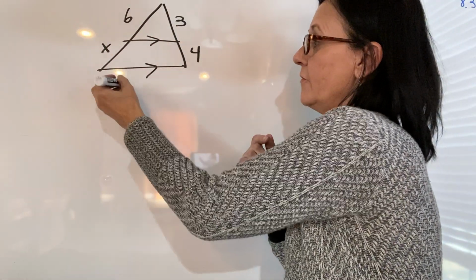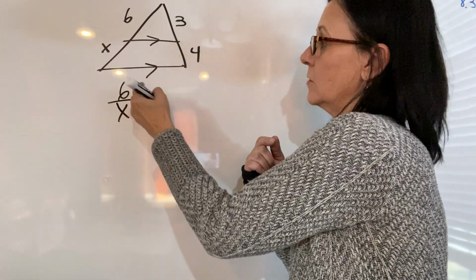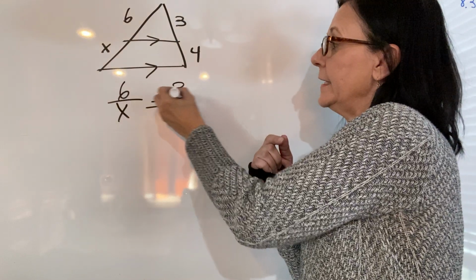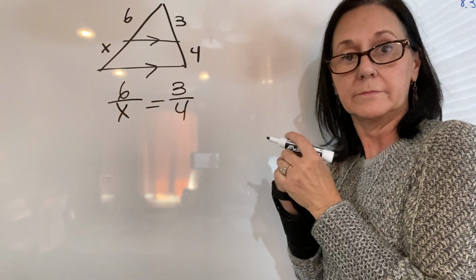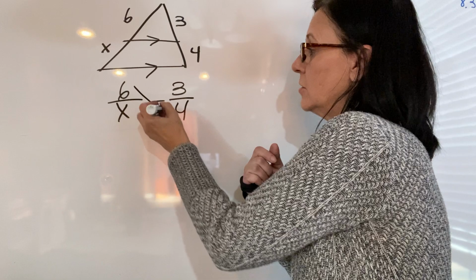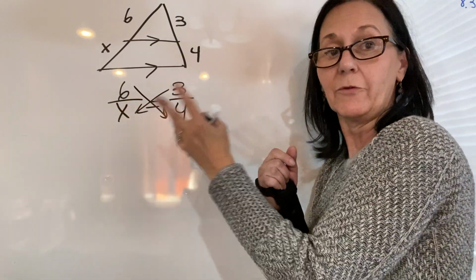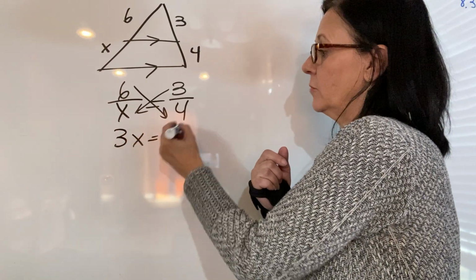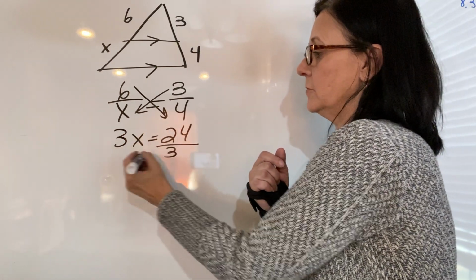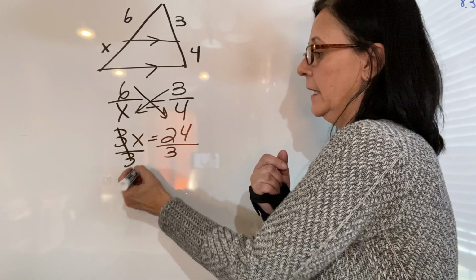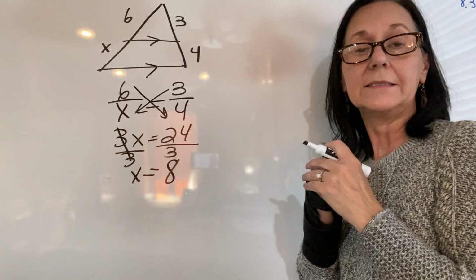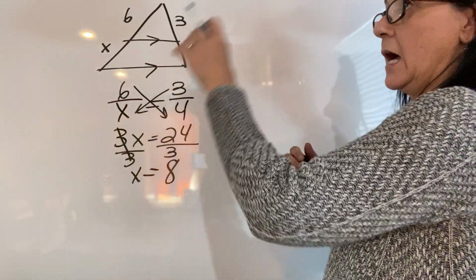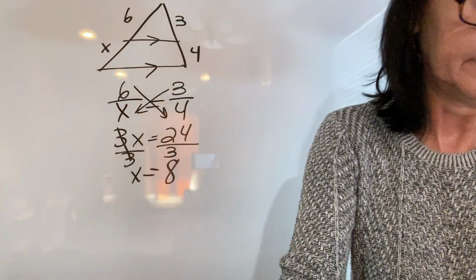6 over X equals, then I have to go to the other side. What side corresponds to 6 is the 3 over 4. And then I cross multiply to solve because I have a ratio equaling a ratio. It's 3x is 24. I divide both sides by 3. Here's your algebra, right? X is equal to 8. So it divides those sides proportionately.